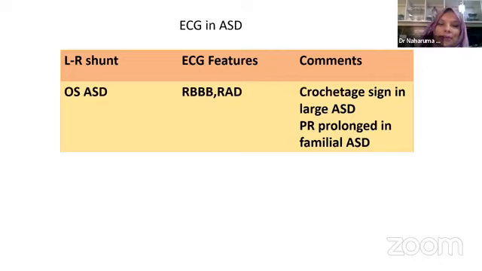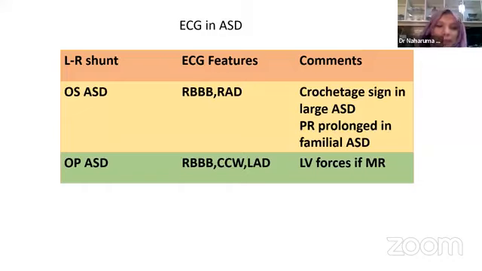In ASD secundum, there is right axis or normal axis, and a crochetage sign in large ASD can be present, and PR prolongation may be present in familial ASD. In ASD primum or secundum along with RBBB, we will get left axis deviation with a counterclockwise loop. And we know that in ASD primum, there is sometimes a cleft AML, which produces MR. So LV forces can also be seen in the ECG.